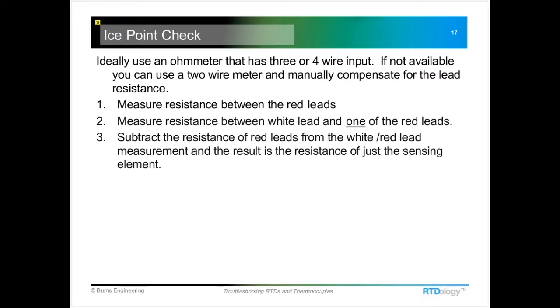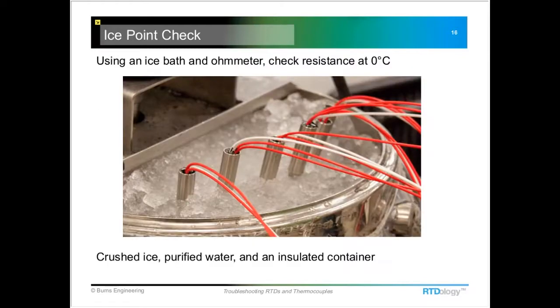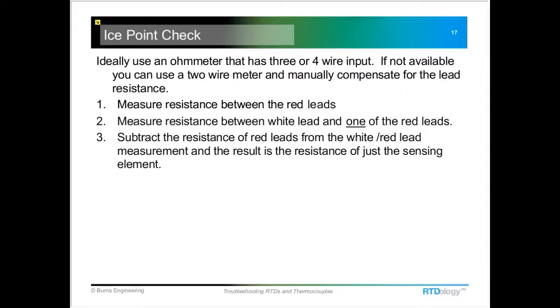If you have an ohm meter with a 3 or 4 wire input, that'll compensate for that lead wire resistance. If you don't have one of those and you just have the 2 wire meter, you can do this manually. What you would do is measure the resistance between the 2 red leads that you see on these probes. These happen to be a 3 wire circuit. Then you take that measurement and subtract that from what you measure between the white lead and just one of the reds. That'll give you the resistance of just the sensing element, and that's what you're looking for.